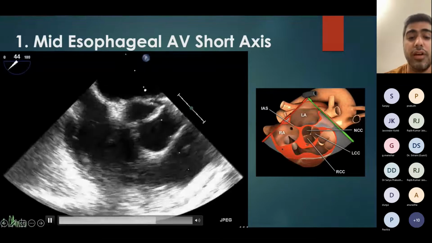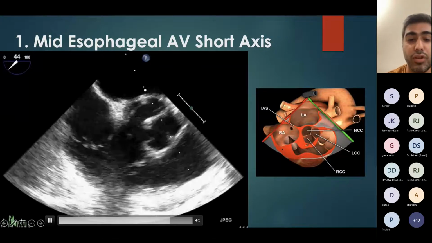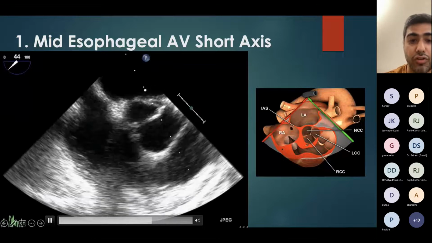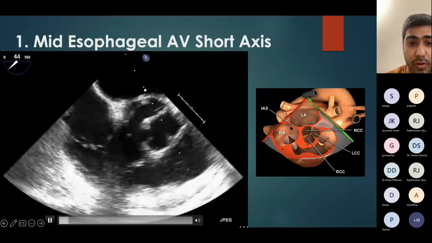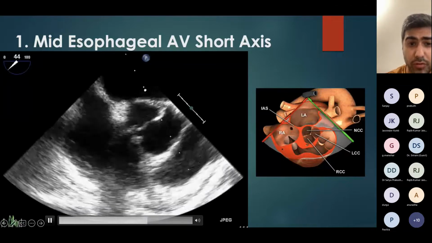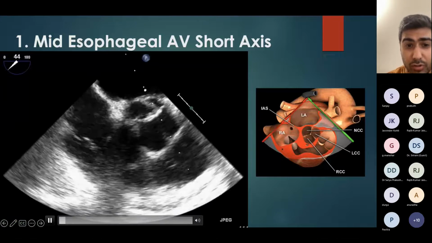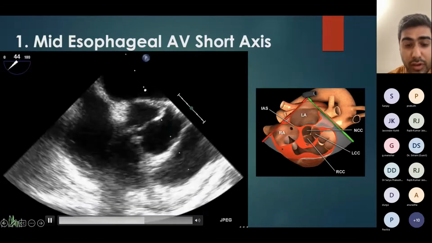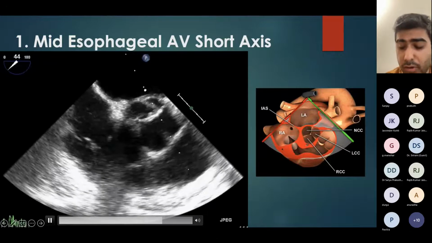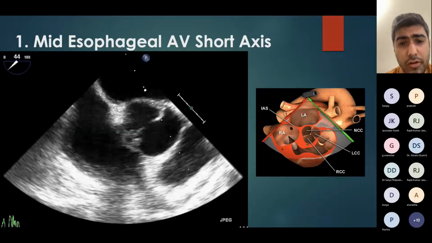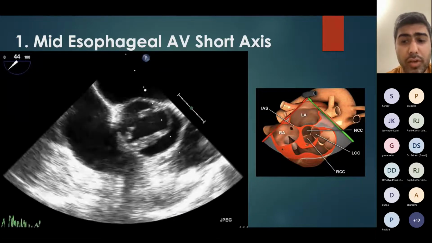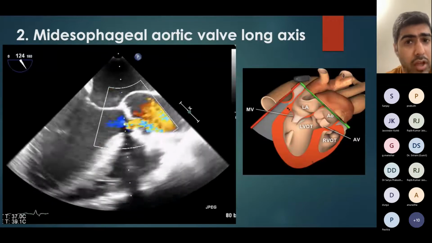We can see the leaflet mobility, fusion, thickening, calcification, whether the calcification is limited to the tips of the valve, the body, or it's extending to the surrounding structures. All these things can be easily found out on the short axis view of the aortic valve. The number of cusps also can be easily identified.